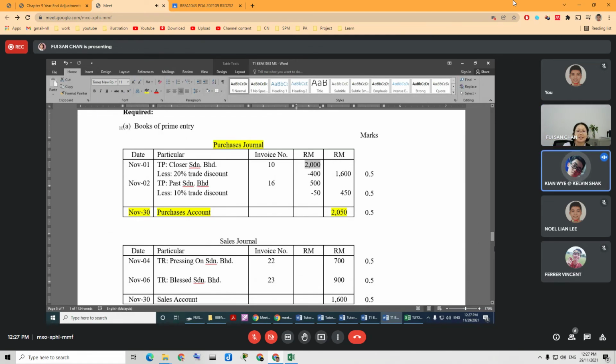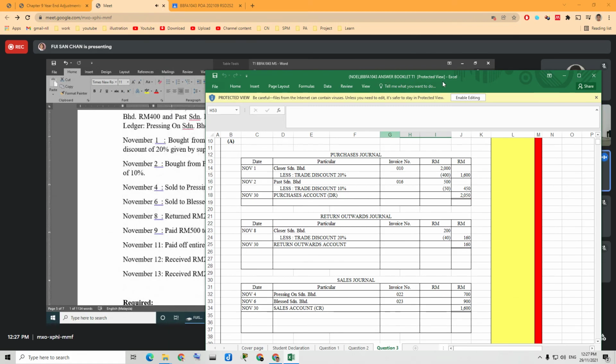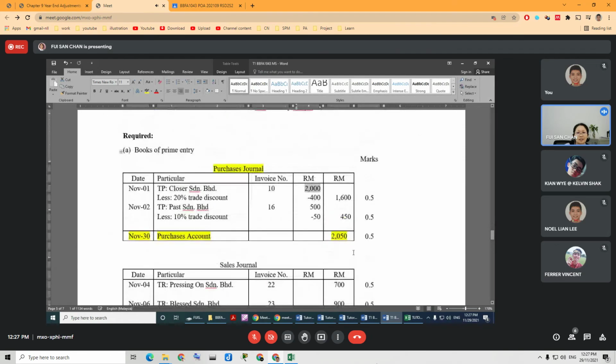Only two, Closer and Pass, purchases. All right, only two, right? And these two are sales. This question is very easy. They did not test you on a lot of other unnecessary things. Actually, this is quite easy. So you see your answer like this. I think when I show you like this, you know what to do really.